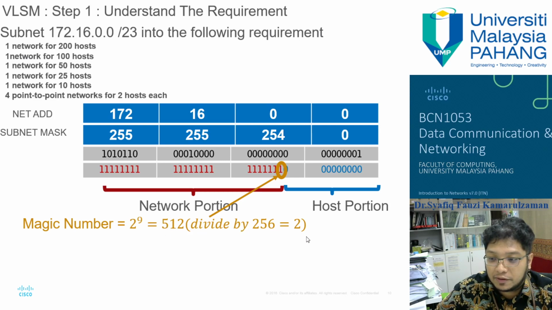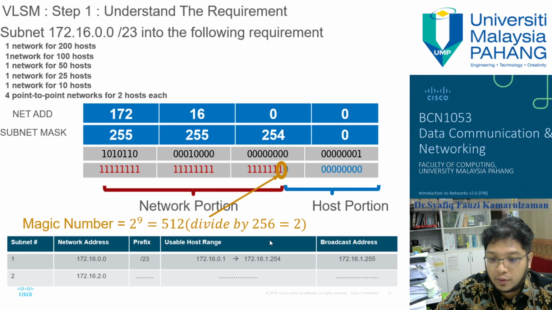If divided by 256, your network address should go from 172.16.0.0 plus 2.0, until 172.16.2.0. This one we are not going to use because it is reserved for something else. It's not mentioned why. We know that our limit of using this IP address is only up until 172.16.1.255. The next one will be a network address for another network.